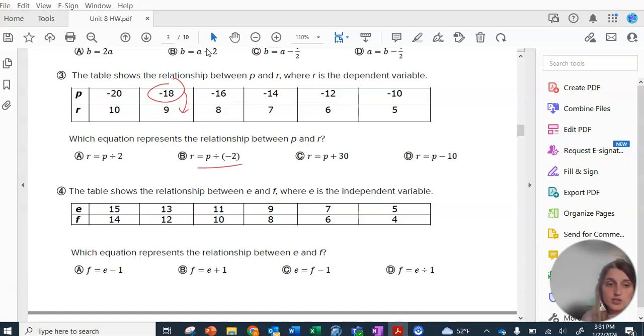I see a divide by negative 2. I see a divide by a positive 2. I see an add 30. No, that doesn't work. And I see a subtract 30. Nope, that doesn't work. So I think you can find it.